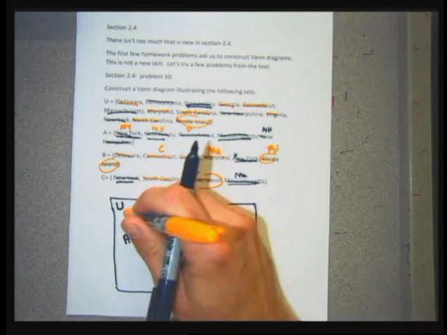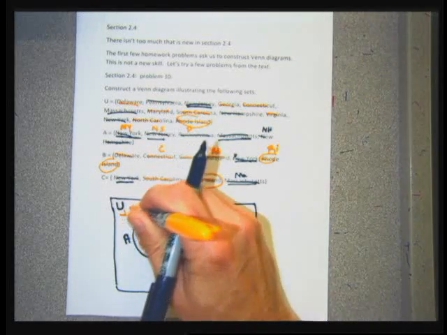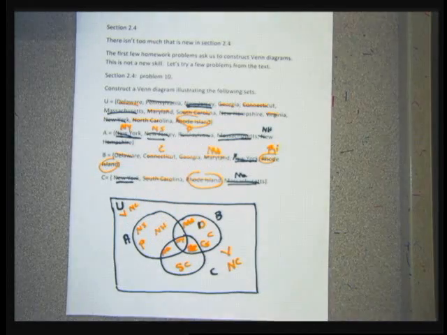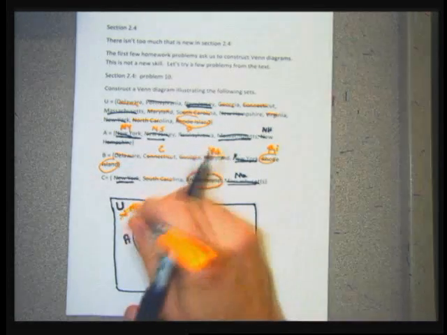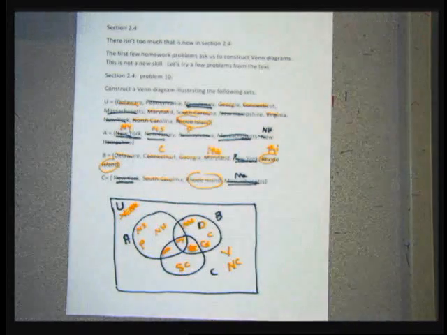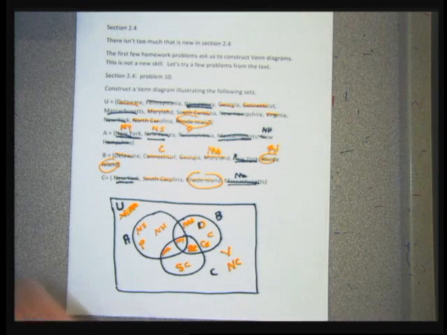I could have put it up here if I wanted to. It wouldn't really matter, just as long as it's not in a circle. So that's all the author wants me to do for problem 10 in section 2.4, is just to remember how to fill in Venn diagrams.